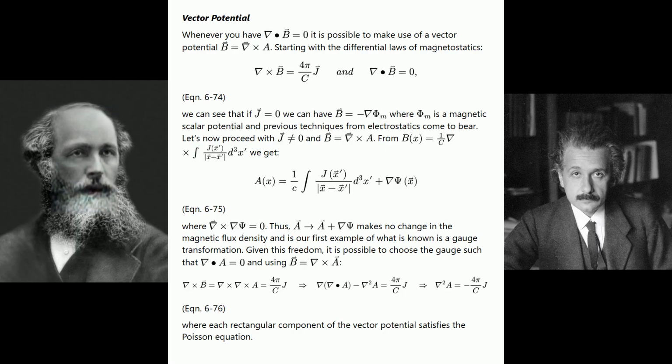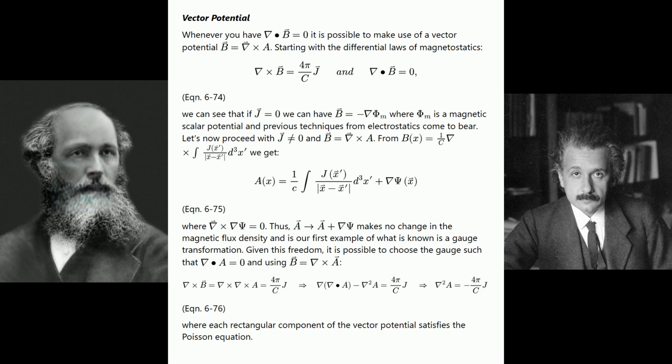Vector potential. Whenever you have gradient dot B vector equals 0, it is possible to make use of a vector potential, B vector equals gradient cross A, starting with the differential laws of magnetostatics. Equation 6-74. We can see that if J vector equals 0, we can have B vector equals negative gradient phi sub m, where phi sub m is a magnetic scalar potential, and previous techniques from electrostatics come to bear.